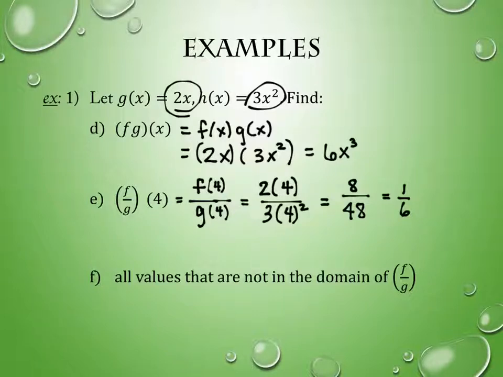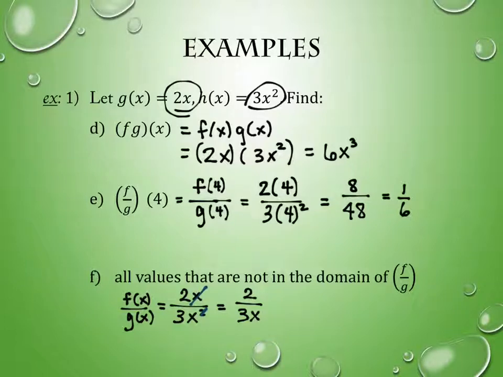Okay, now the problem references f over g, but I didn't ever actually find f over g. I evaluated it very specifically at 4. So in order to do this, I first need to find f of x over g of x and see what happens. So f of x was 2x, g of x was 3x squared, and we've done this. We've reduced functions just like this before. What will reduce? The x with one of the x's on bottom. So what will that leave me with? 2 over 3x.